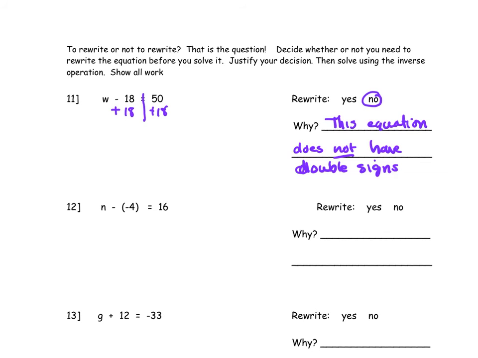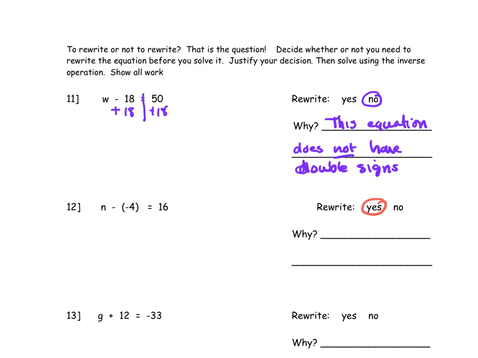So let's look at the next one. This says n minus negative 4 equals 16. Rewrite, yes or no? Well, the answer is yes. We do want to rewrite this. Why?